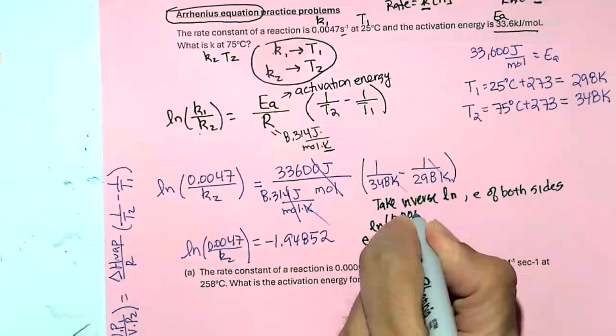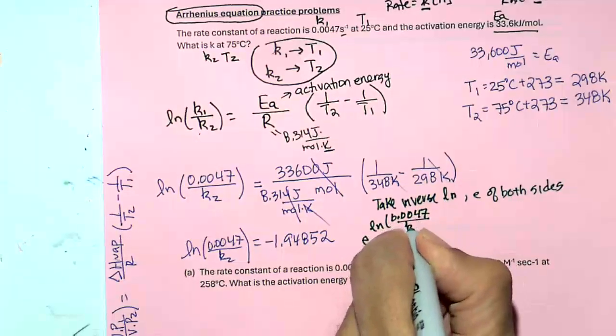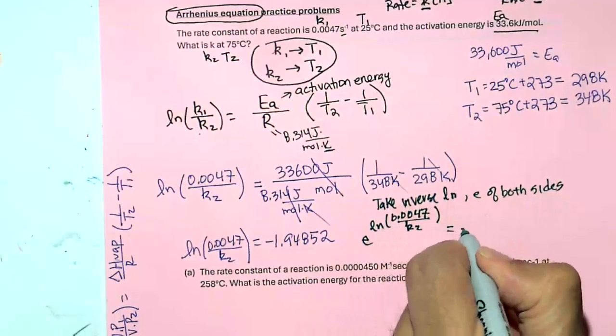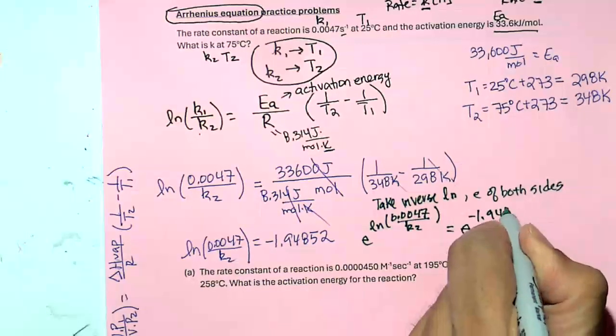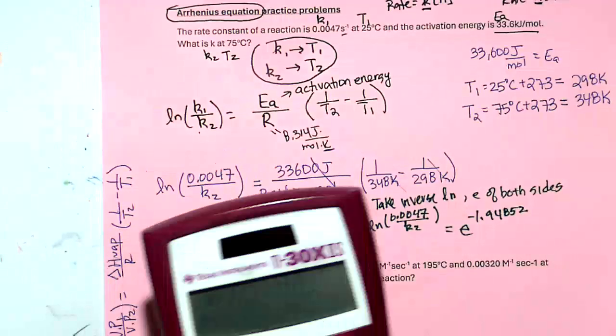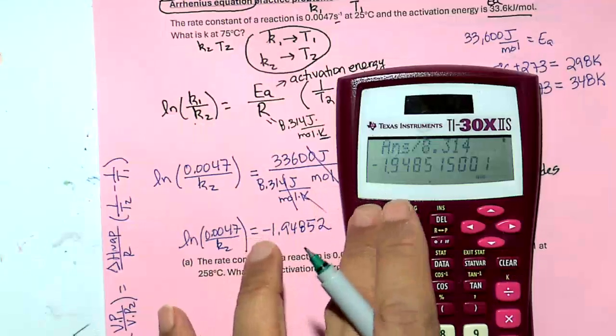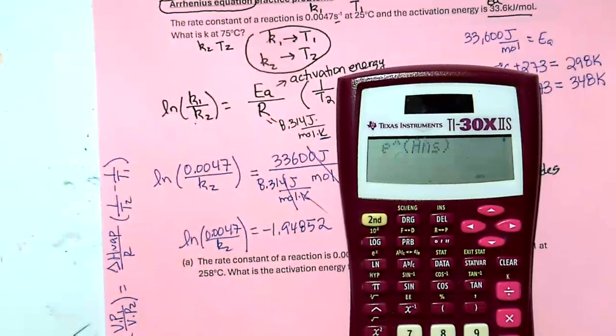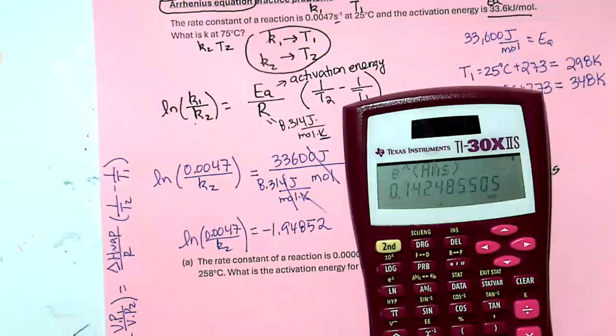So e to the power of natural log of 0.0047 divided by K2 equals e to the power of 1.94852. Okay. Right, so what is this on our calculator? Did you get 0.1424? Oh, yeah. Sorry, I read the wrong thing.